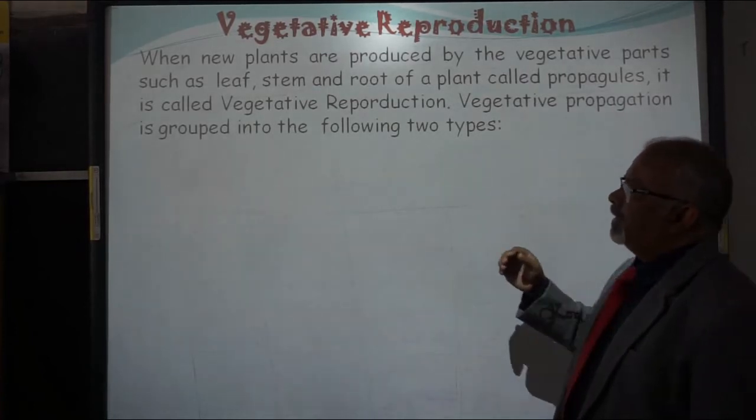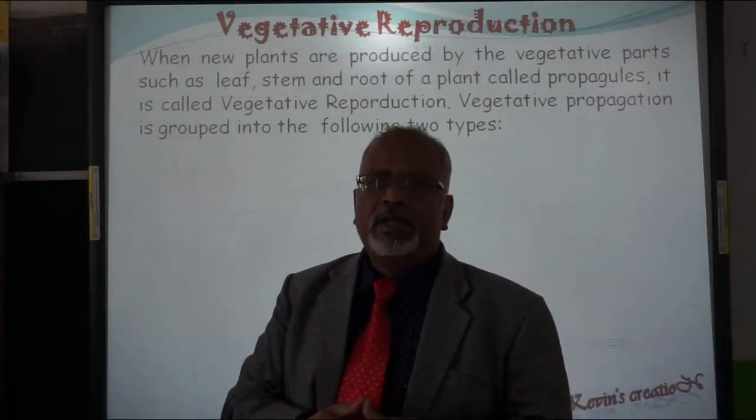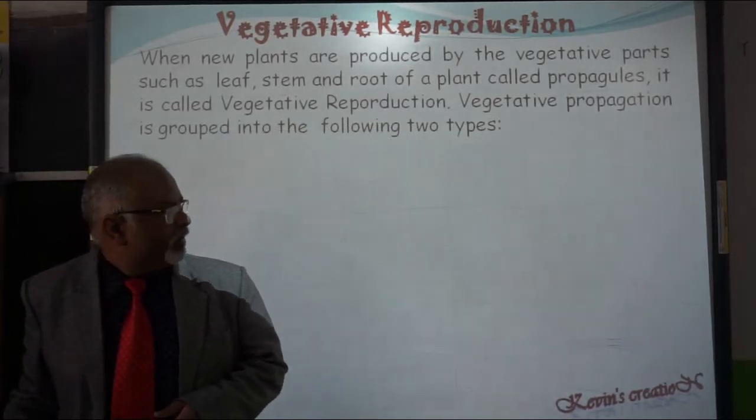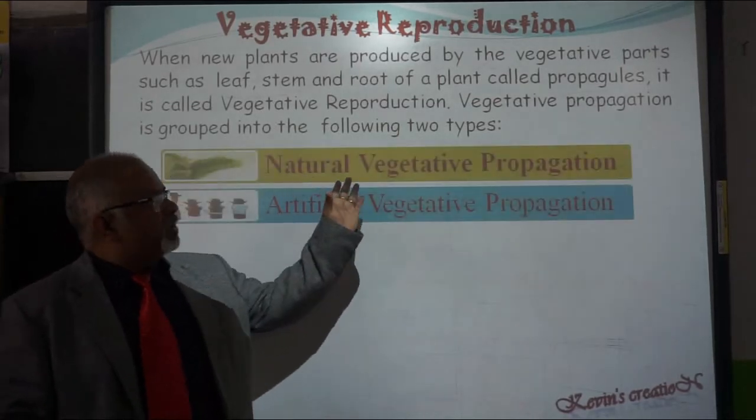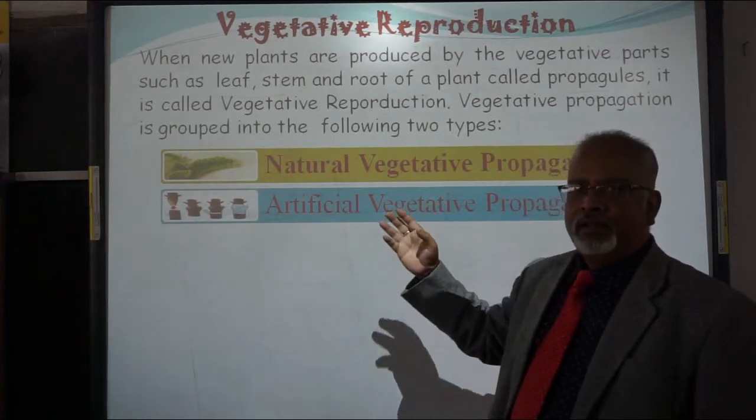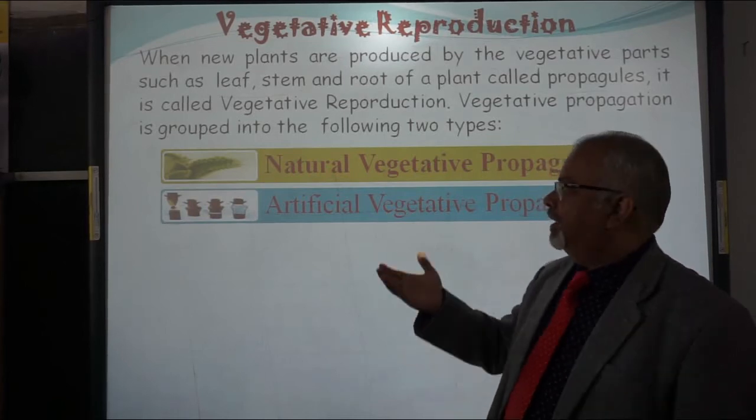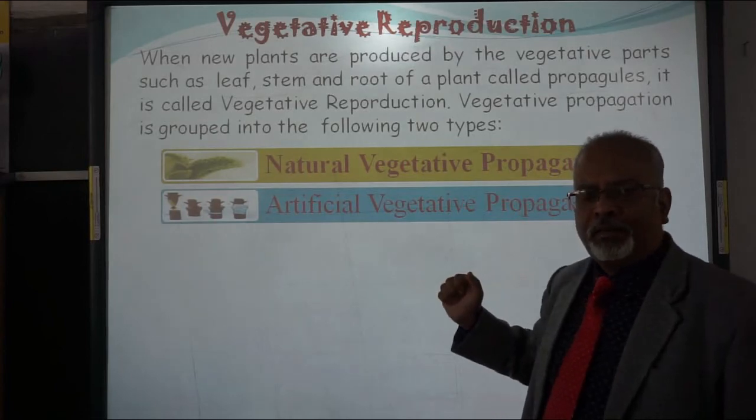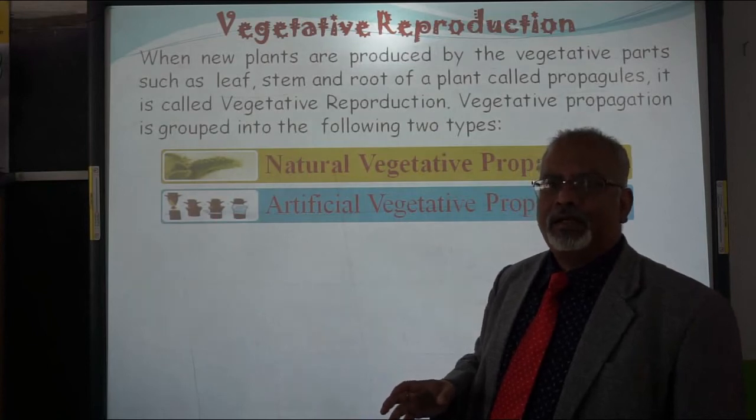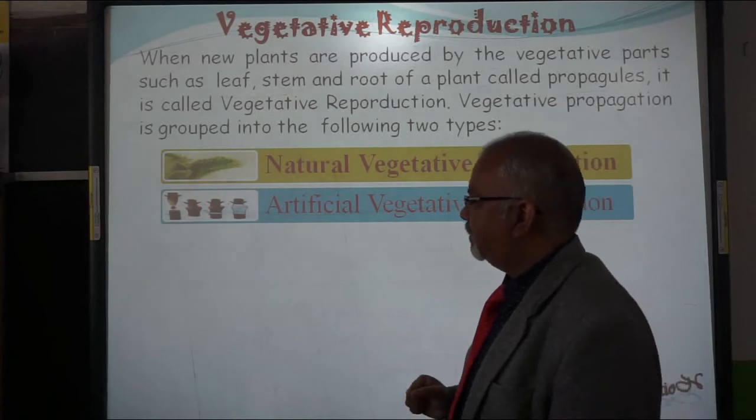Vegetative reproduction is grouped into the following two types. So, in two ways vegetative reproduction can take place. The first is natural vegetative propagation. If it is done naturally, parts of the root or parts of the leaf or parts of the stem grow into a new plant. This is called natural vegetative propagation. And suppose if human beings are involved, they are doing it, it is called artificial vegetative propagation. Okay.